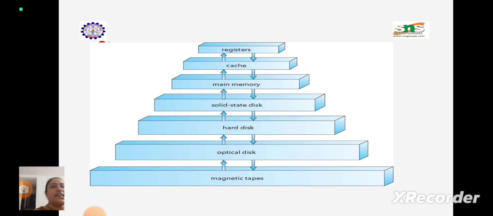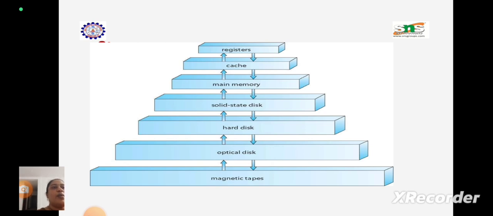So we can say that if we want small size and fast access, then this is where you have to go. And if you want a bigger size for storing more data, then you have to go down the hierarchy. Coming to the electronic disk, magnetic disk, optical disk and magnetic tape, the cost and access time increase.